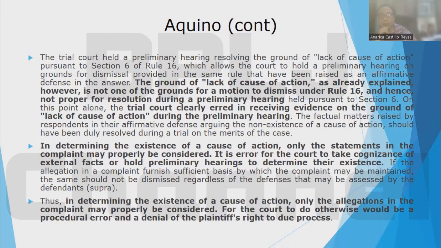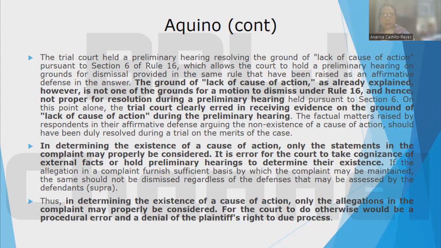The ground of lack of cause of action is not one of the grounds for a motion to dismiss, and hence not proper for a resolution during a preliminary hearing. The trial court erred in receiving evidence on the ground of lack of cause of action during the preliminary hearing. In determining the existence of a cause of action, only the statements in the complaint should be considered. It is error for the court to take cognizance of external facts or to hold preliminary hearings to determine their existence.